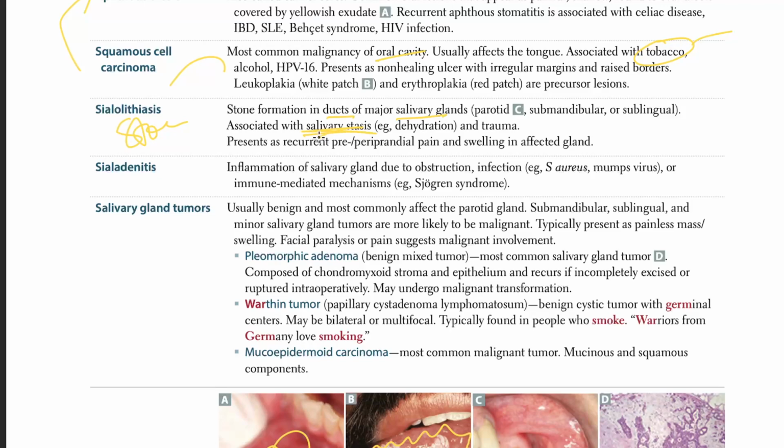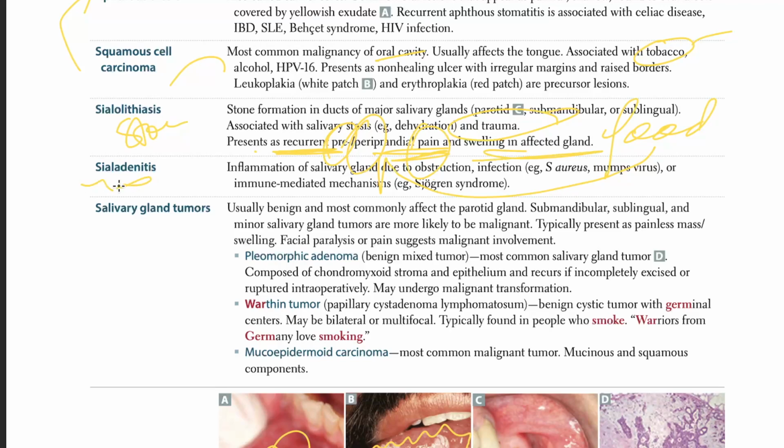So salivary stasis within that duct. Why do we have salivary stasis? Because of dehydration. So drink plenty of water, guys. On trauma, do not get punched in the face. That's the other way to go. But it's going to cause recurrent pre- and periauricular pain. So after you get punched, don't eat food, man. Why? Because as soon as you think of food or start eating the food, you will have pain and swelling in the affected gland.